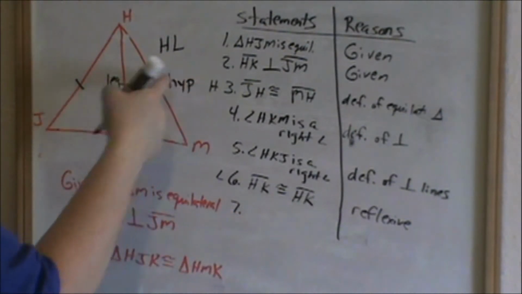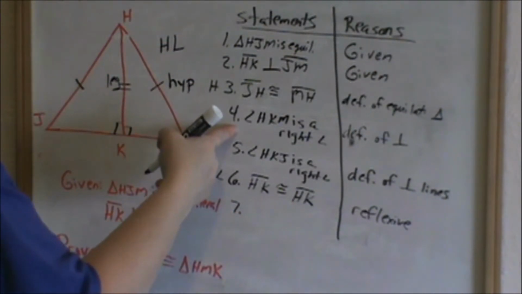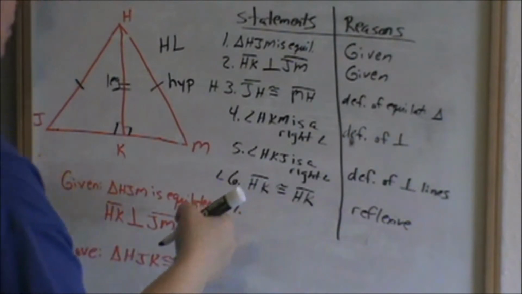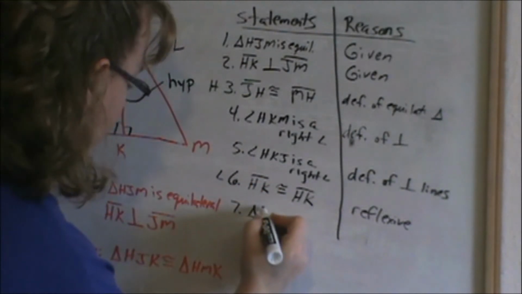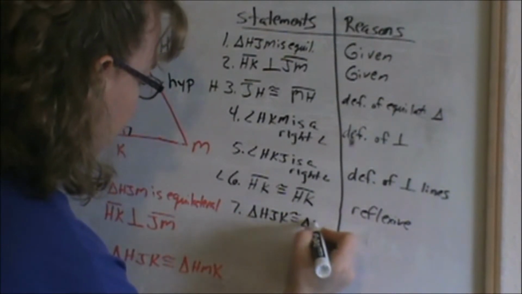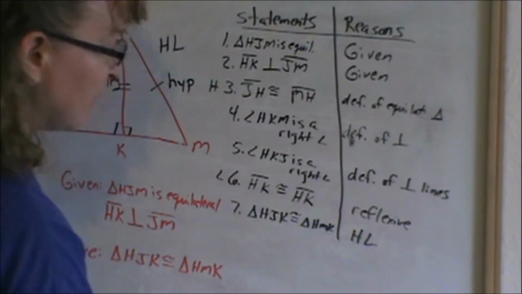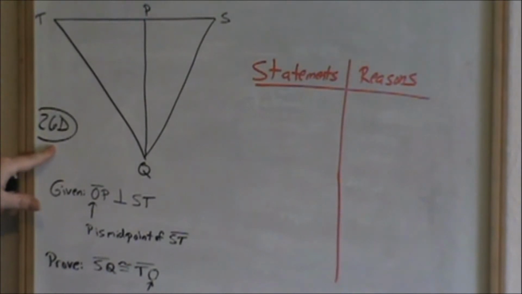Now I have my information for my hypotenuse and my leg, and in my statements it is listed that I have right angles to show it's a right triangle, which means I can prove it using HL. Now I'm ready to make the statement that triangle HJK is congruent to triangle HMK. Why? Hypotenuse Leg postulate.